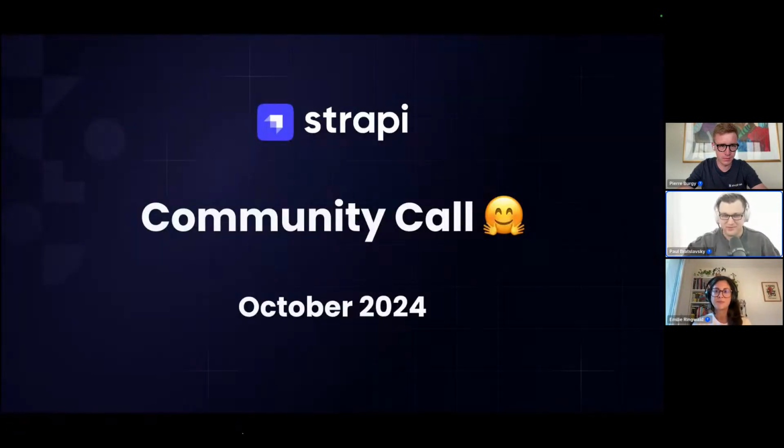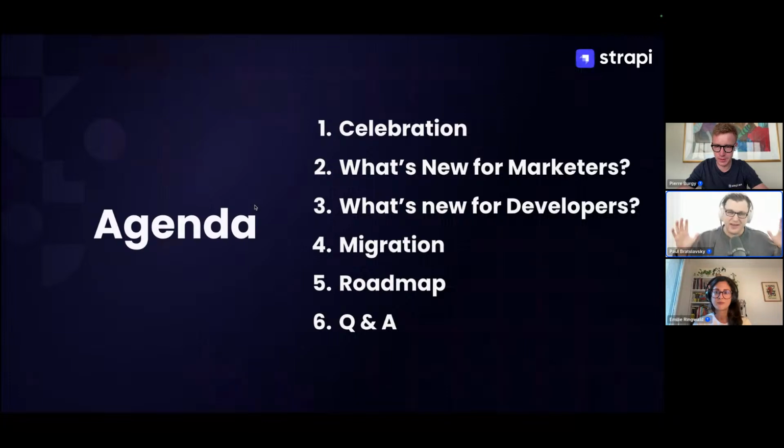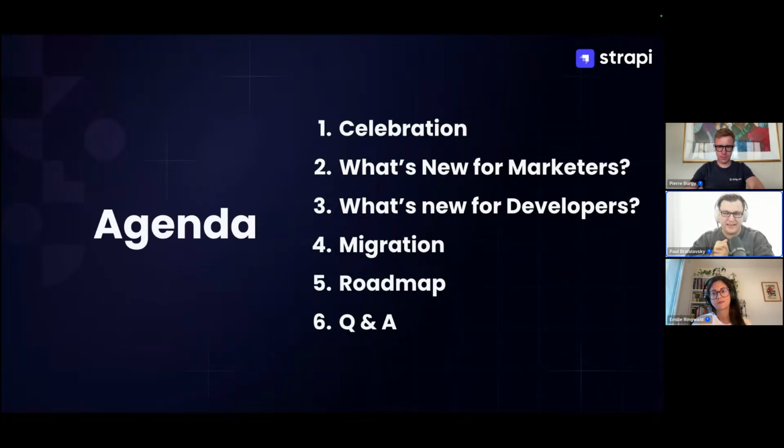It's October. We have a lot to talk about. And so we're going to celebrate all the cool things that's been happening. What's new for marketers? What's new for developers? Really excited about all the amazing Strapi features. We're going to talk about migration, and Emily's going to share with us the roadmap, what's for the future, and then we're going to have our Q&A.